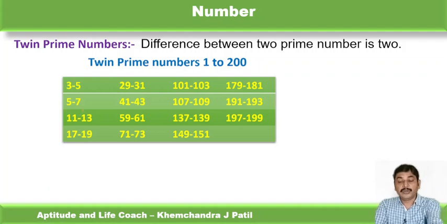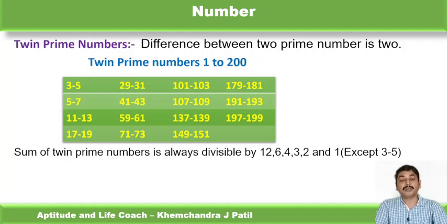Now, the sum of the twin prime numbers is always divisible by 12, 6, 4, 3, 2 and 1, except 3 and 5. Except 3 and 5, if you pick any pair of twin prime numbers, this is a very important point, my dear friends, and add them, their sum is always divisible by 12. And whenever a number is divisible by 12, it will be divisible by 6, 4, 3, 2 and 1.